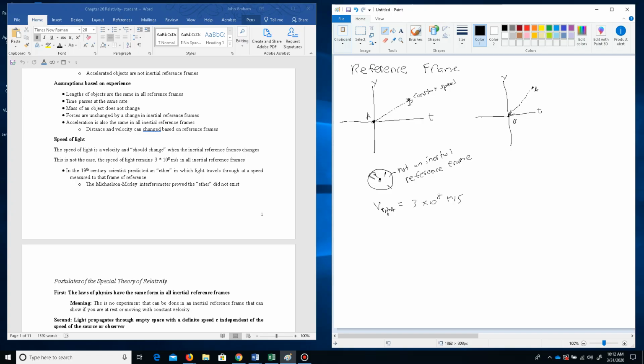So in the 19th century, they predicted that there was this ether in which light travels through at a speed measured to that frame of reference. They actually set out to prove this, and Michelson and Morley created an interferometer to prove the ether existed. They ended up proving that it didn't exist, and so they actually proved the opposite of what they intended to.